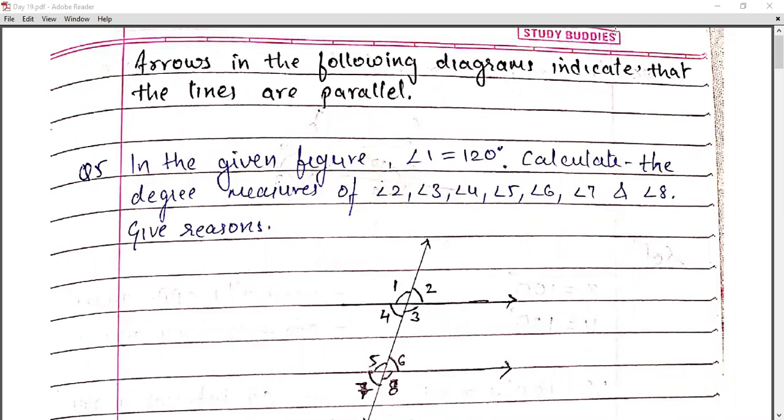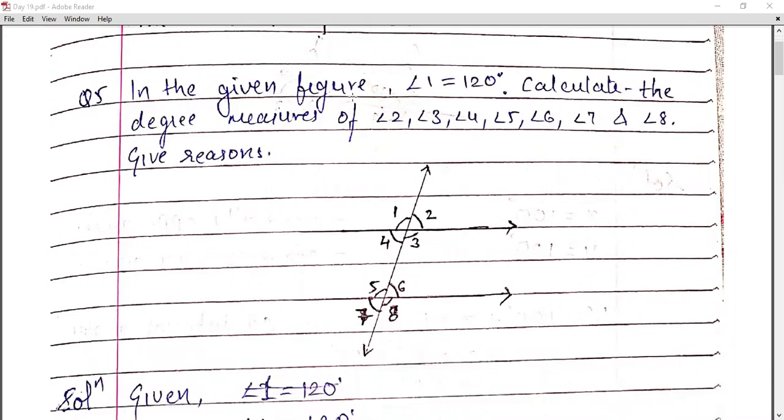For the further questions, there is a note. Arrows in the following diagrams indicate that the lines are parallel. So where there will be arrows in the line, they will indicate that these two lines are parallel.